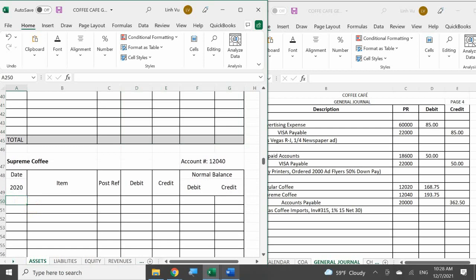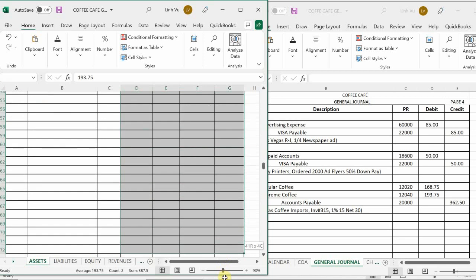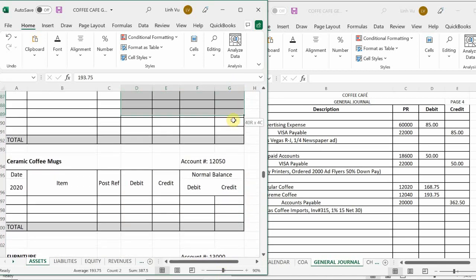I also purchased Supreme Coffee, right? Purchased 125 pounds. Okay. General journal number 4 for $193.75, making my account balance $193.75.